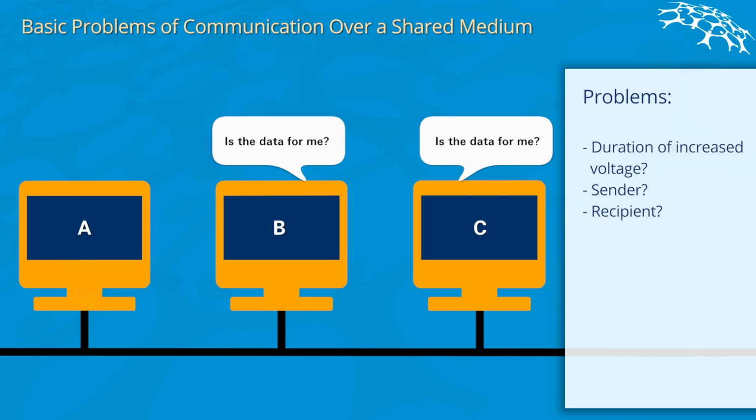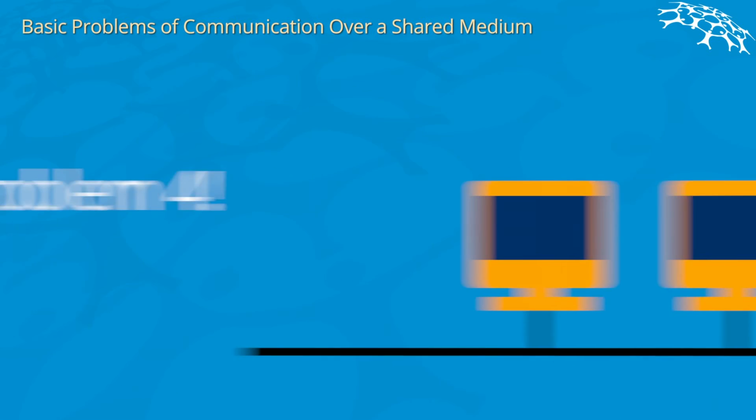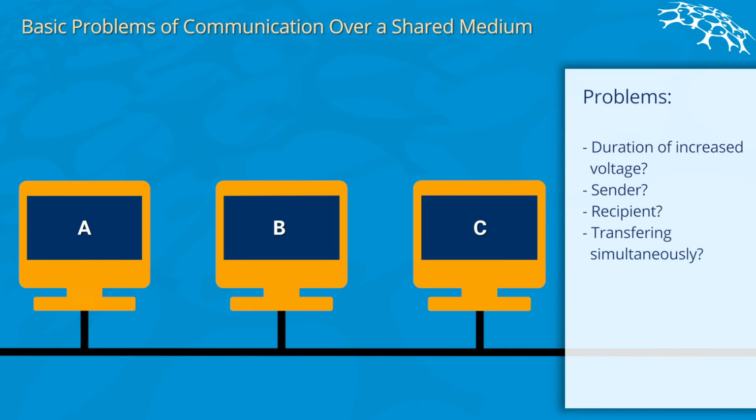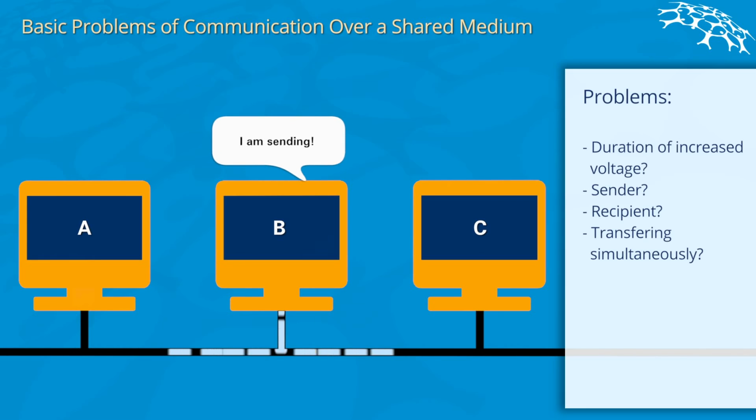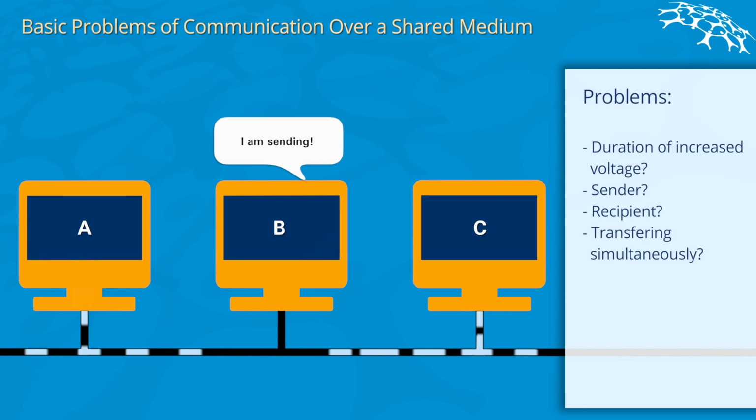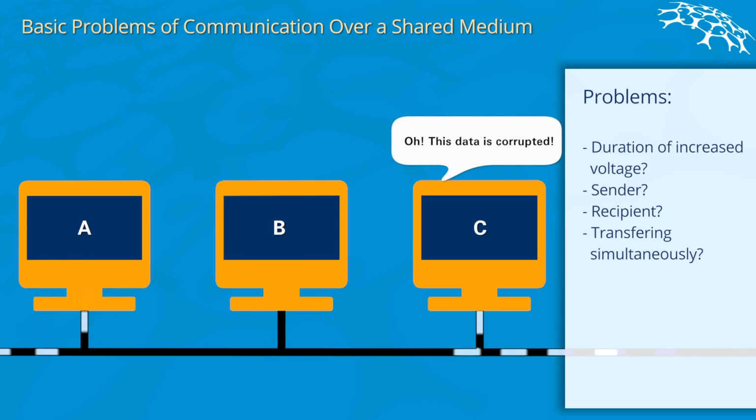And of course, if you have a shared medium, another big problem is who is actually supposed to use the medium. If A starts to transfer some data, at some point in time B might also decide, hey, I want to use the medium and transfer some data. Now what happens is that C receives corrupted data because it receives the data from A and B, and this is not good.